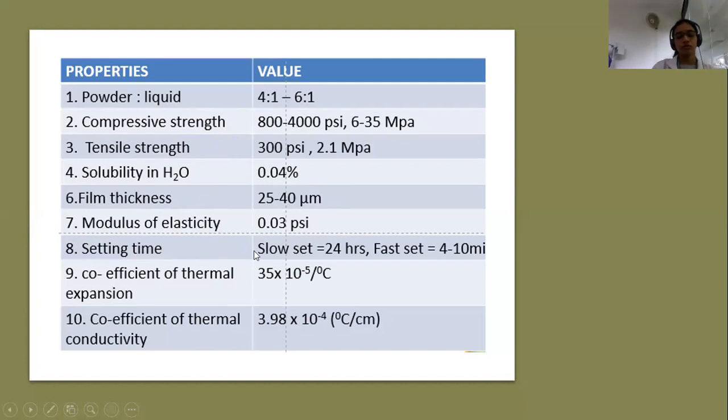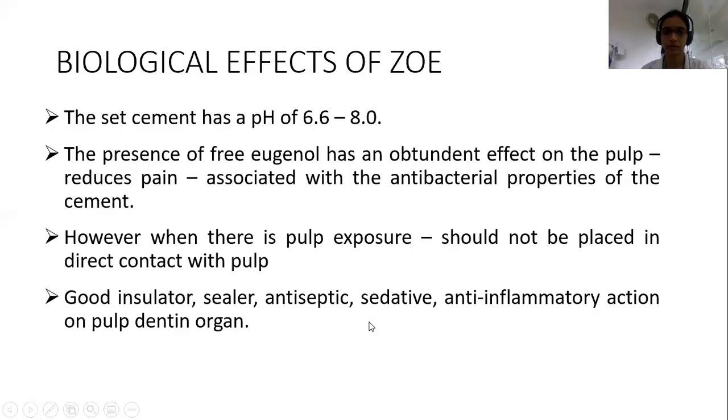Setting time for a slow set zinc oxide eugenol is 24 hours. For a fast set, the setting time is 4 to 10 minutes. I have already told you about the coefficient of thermal expansion, which is 35 to 10 to the power minus 5 per degree Celsius. The coefficient of thermal conductivity is 3.98 at 10 to the power of minus 4 per degree Celsius per centimeter. Biological effects of zinc oxide eugenol.